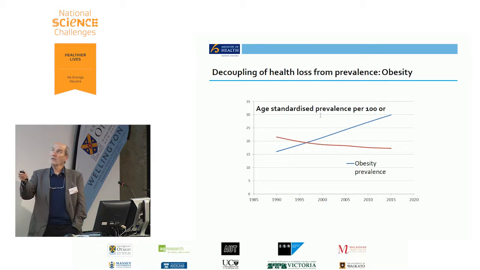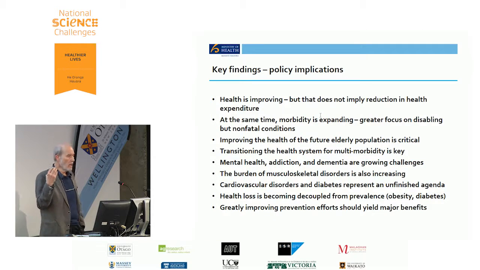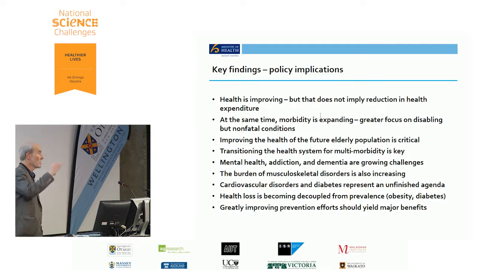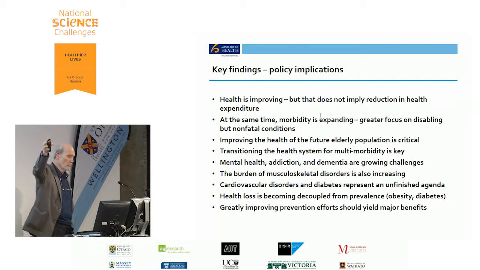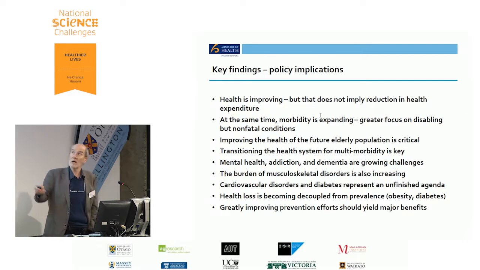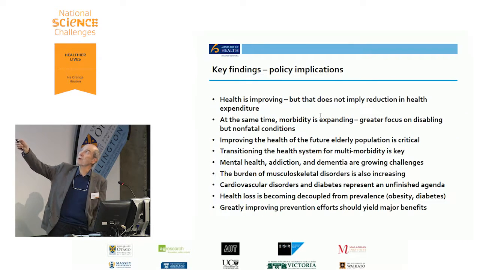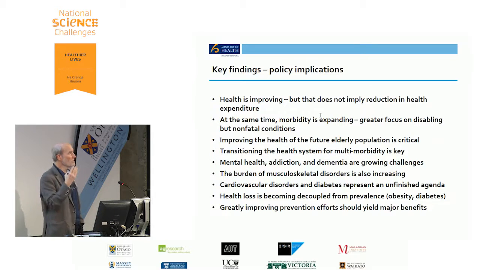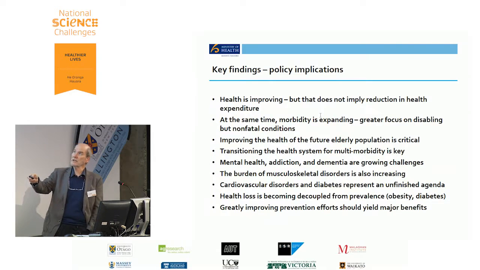Summary. Health is improving. It doesn't imply reduction in health expenditure. And you saw that although life expectancy has improved, health expectancy has not improved as much. At the same time, indeed, morbidity is expanding. There are more disabling, non-fatal conditions. This is a key element.